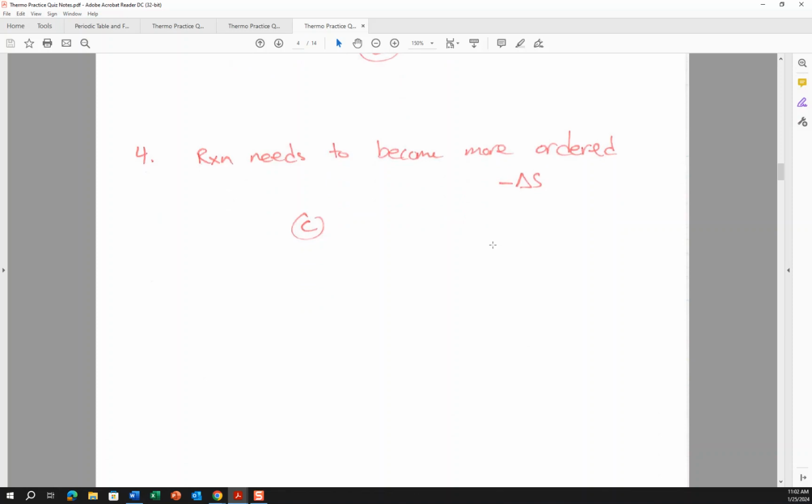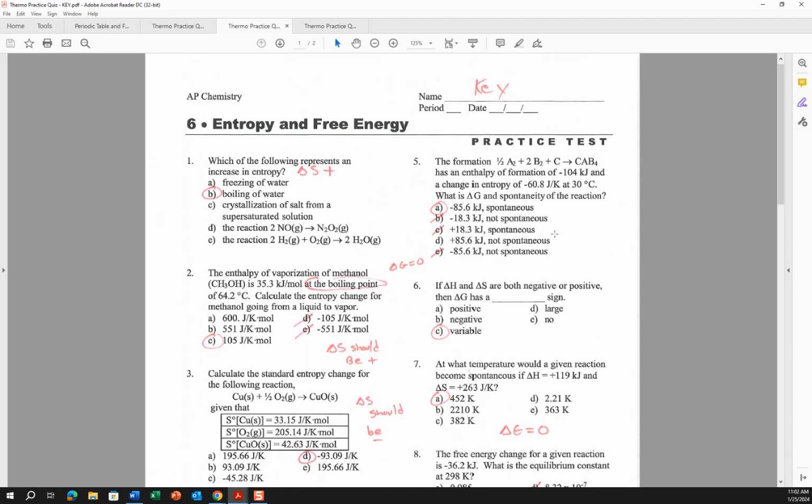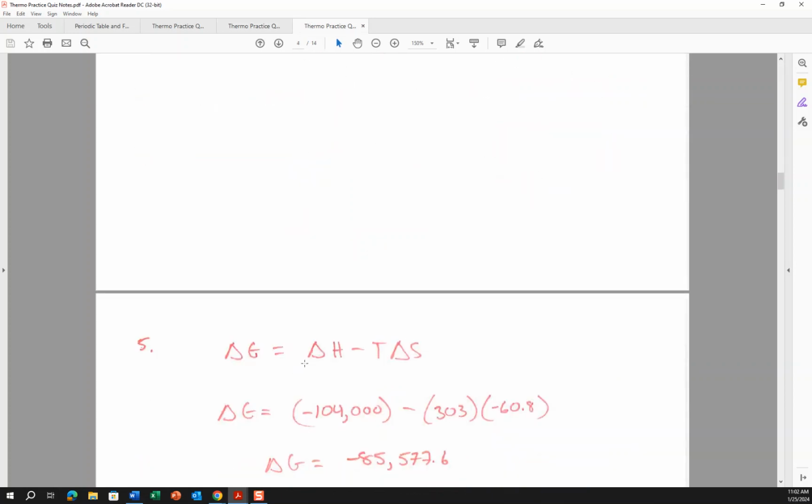All right, so we keep on moving. We'll go to number 5. Number 5 says the formation of this compound has an enthalpy of formation of negative 104 and an entropy change of negative 60.8. We want to know what is the delta G and spontaneity of the reaction. So this is where we plug our delta H, our delta S, and our T into the delta G equation, and we're just looking to see if delta G is negative or positive. If it's negative, it's spontaneous. If it's positive, it's not spontaneous.